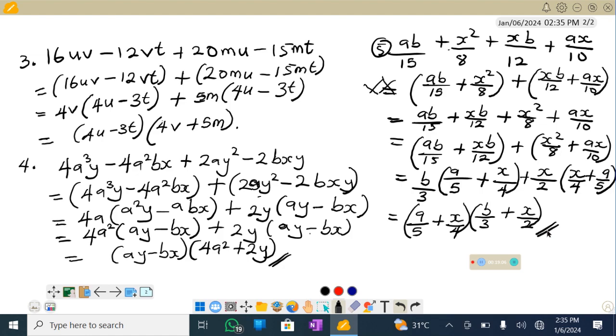Okay, so that comes to end of our class on factorization by grouping.